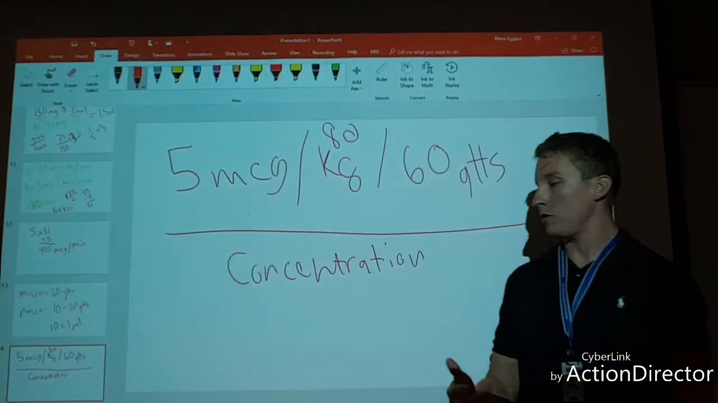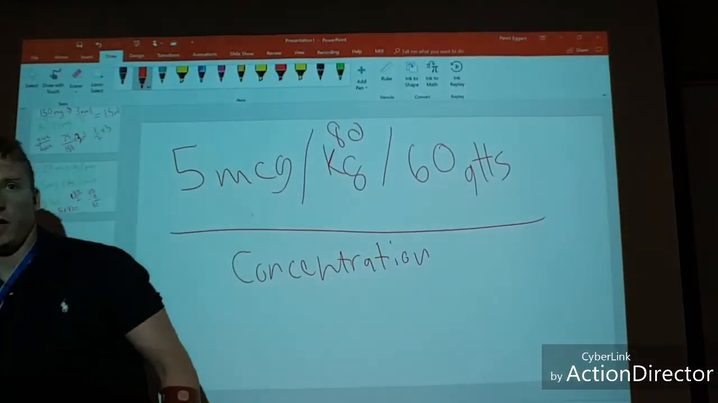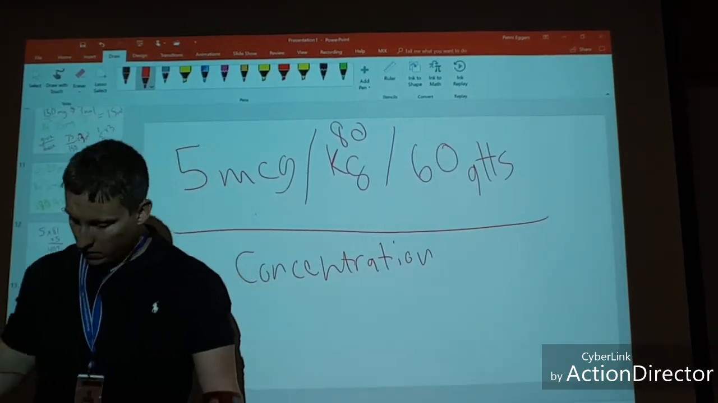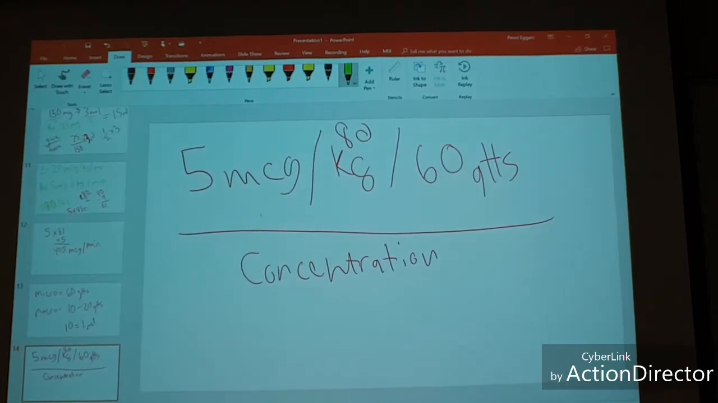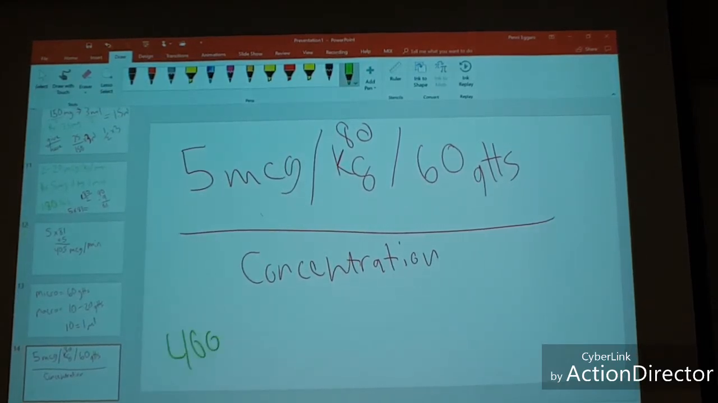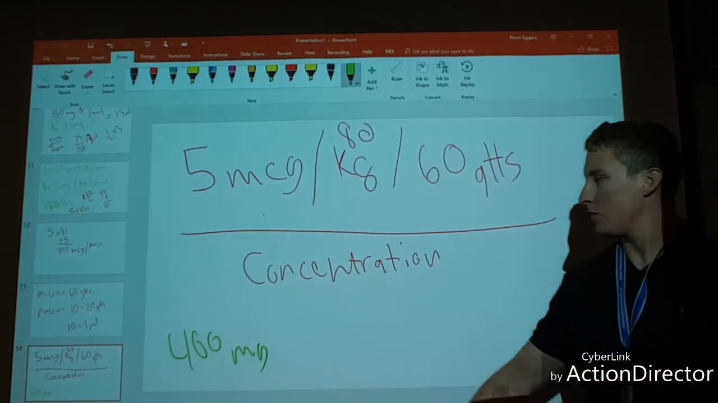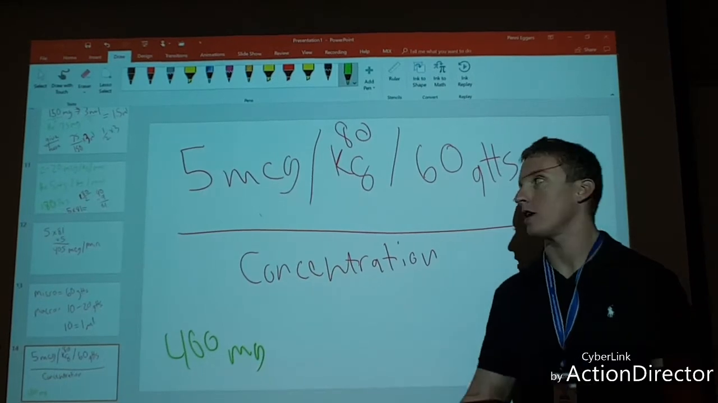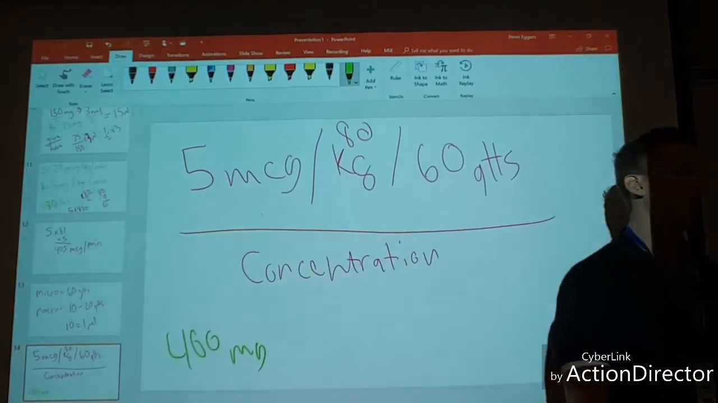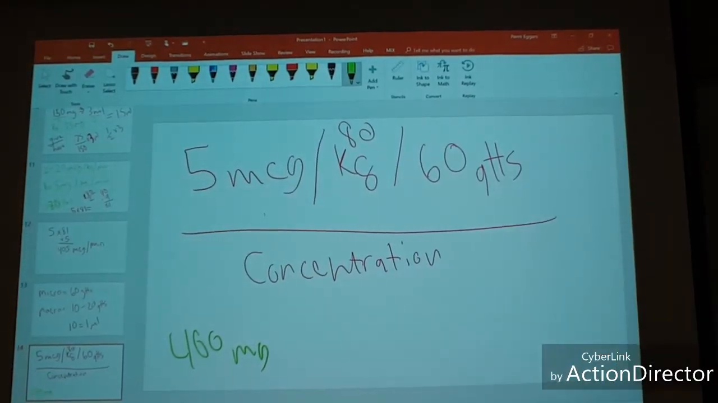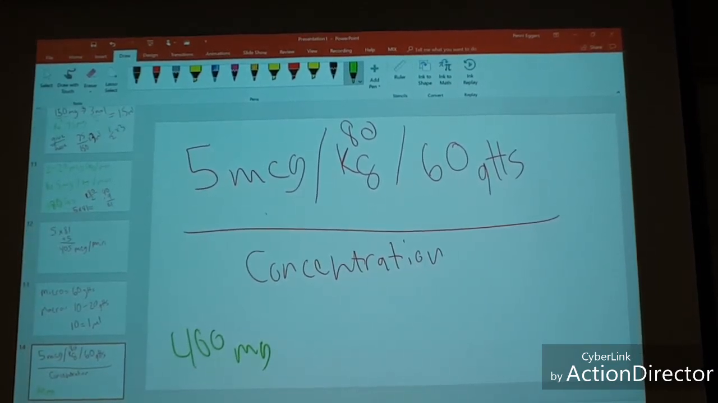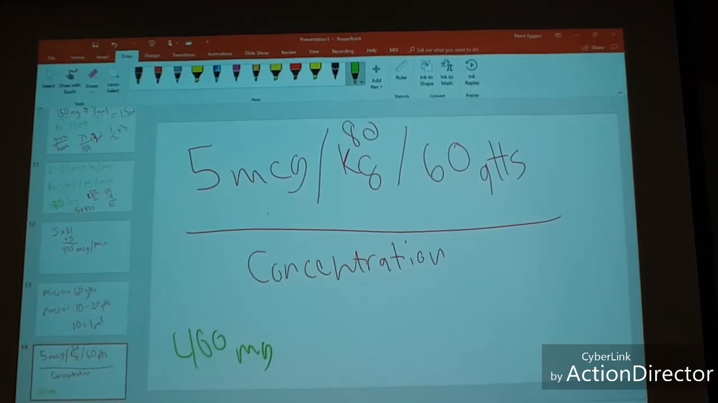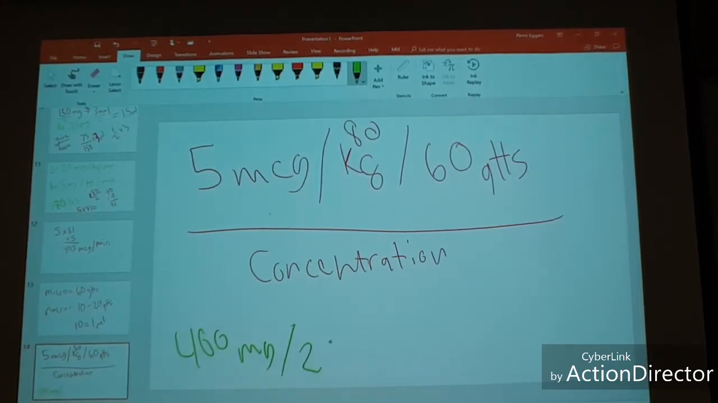Or actually what we do with dopamine is we put it into a bag, okay? So dopamine comes packaged in 400 milligrams. Oh man, that sucks. My dose of my vials is in milligrams, and I have to change it to what? Micrograms. Dang it. All right. And for purposes that I'm going to tell you later on, we're just going to put it in a 250 bag.